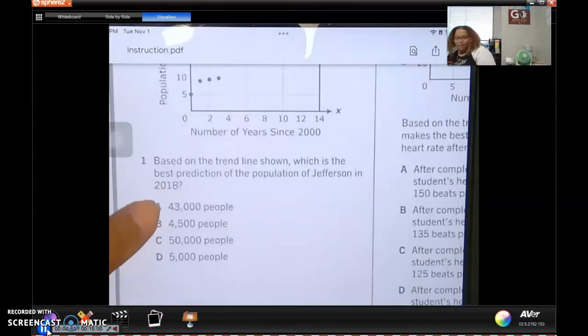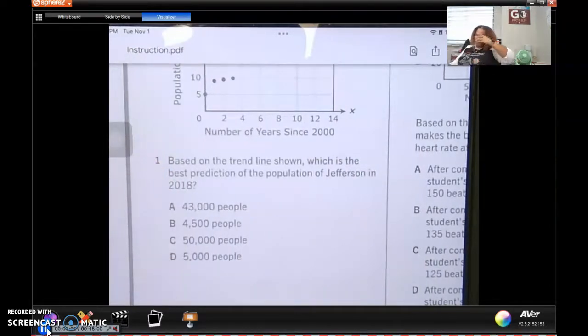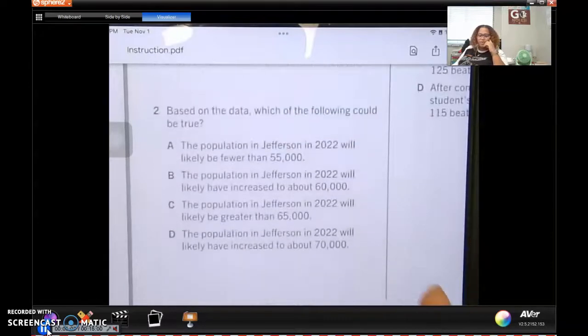So going past this, these two aren't enough, which eliminates 3 answers, and you should be able to estimate the best one from there. Number 2, it says, based on the data, which of the following could be true? The population of Jefferson in 2022 will likely be fewer than 55,000.